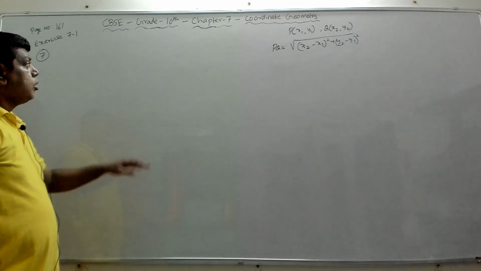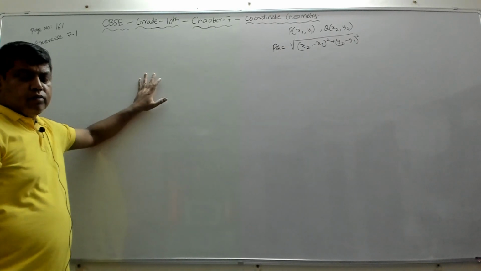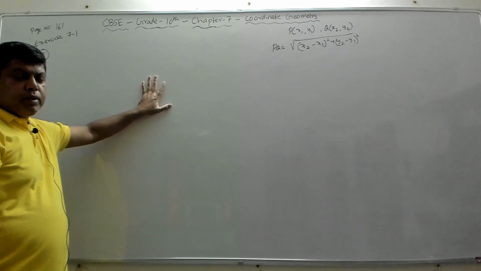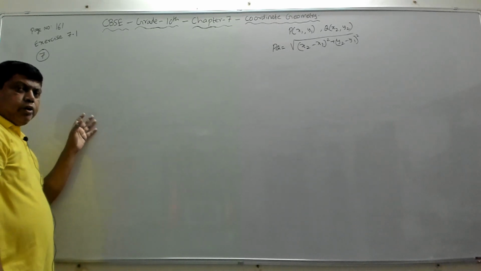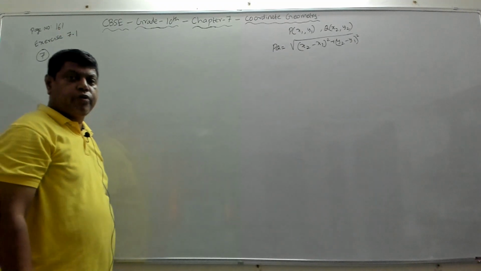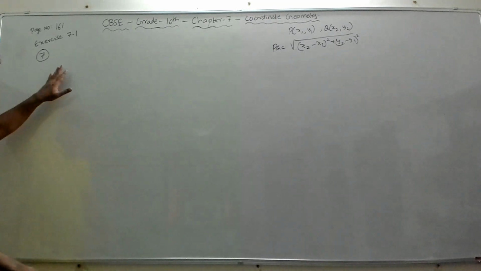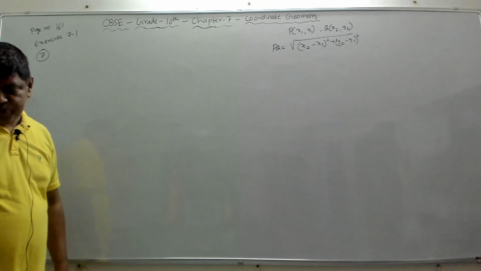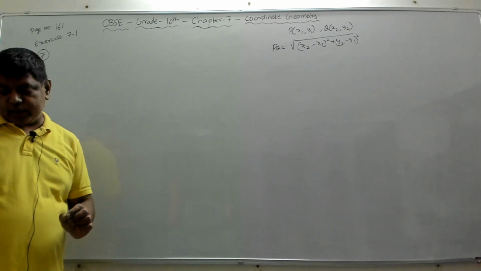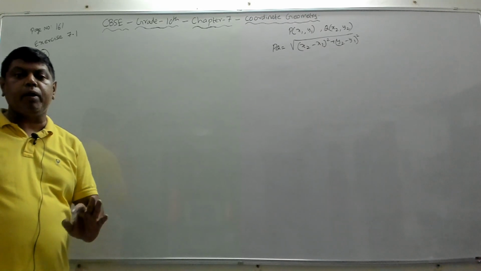In this video, we'll continue with the chapter Coordinate Geometry, which is chapter 7 from your 10th standard CBSE Mathematics. I'll continue with exercise 7.1 on page number 161 of your textbook, problem number 7. It says, find the point on the x-axis which is equidistant from the points (2, -5) and (-2, 9).